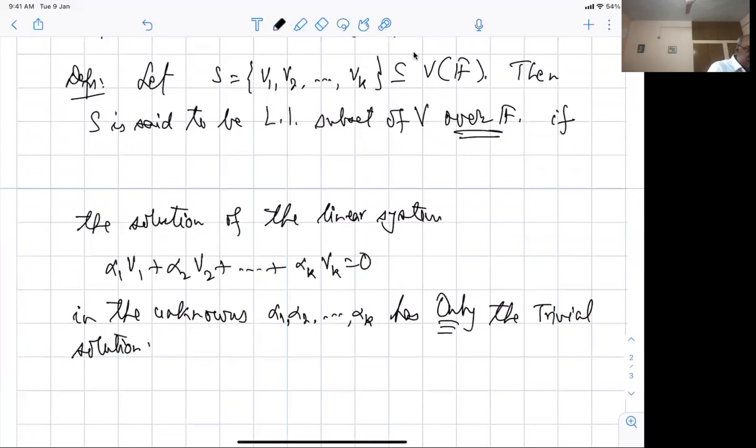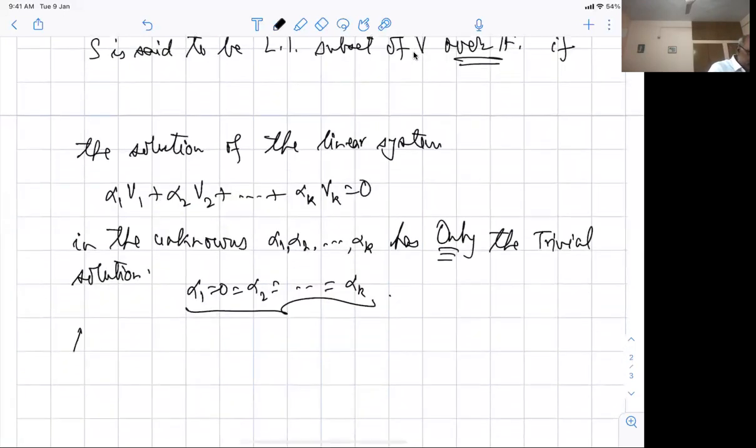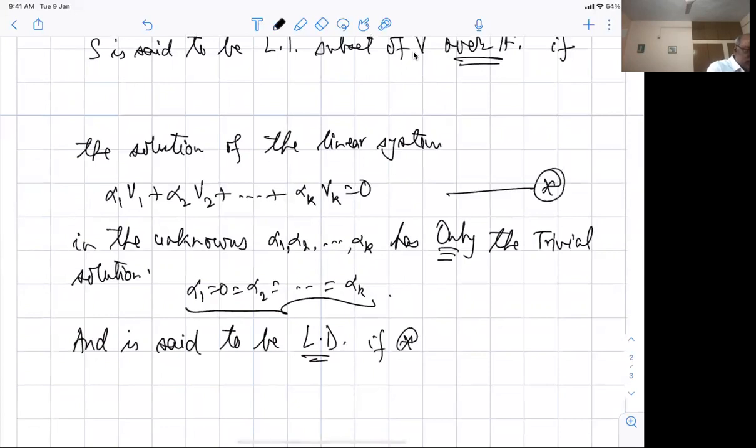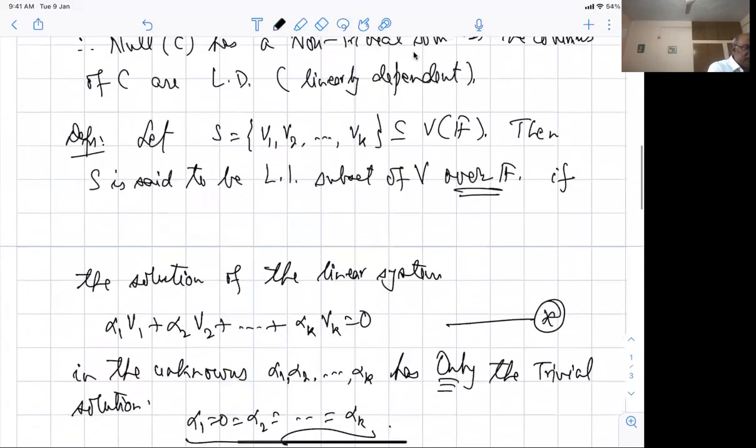So only the trivial solution means I have alpha 1 is equal to alpha 2 is equal to alpha k is equal to 0. Right? So this is the only solution, nothing else. And the set is said to be linearly dependent if the star has a non-trivial solution. All right. So this is about looking at things when S is a finite set.